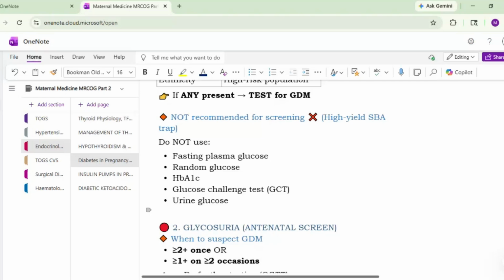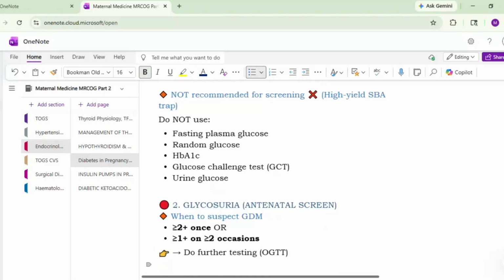But when you do the urine glucose and find glycosuria, when do you suspect GDM? If there is glycosuria of 2 plus or more at least once, or 1 plus or more on 2 or more occasions, we suspect GDM and refer these patients for OGTT. So if the scenario mentions that she has glycosuria of 2 plus, our next step will be to screen her by OGTT.